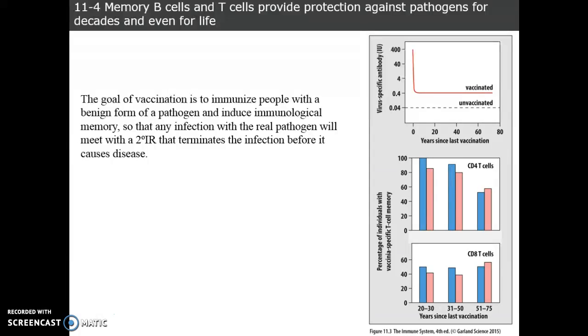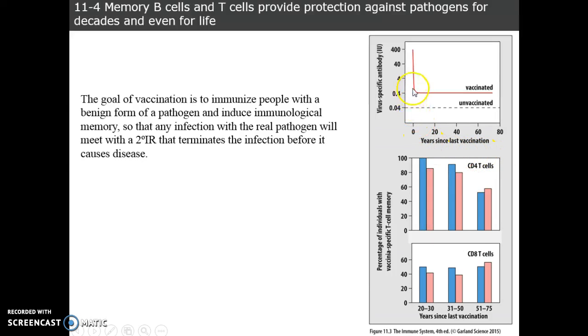Then we're talking about vaccinations. The goal of vaccination is to immunize people with a benign form of a pathogen to induce immunological memory, to induce a response, so that if you have any infection with the real pathogen, the pathogen meets that secondary immune response and terminates the infection before it actually causes disease. And a lot of times these scenarios are going to focus on viruses.